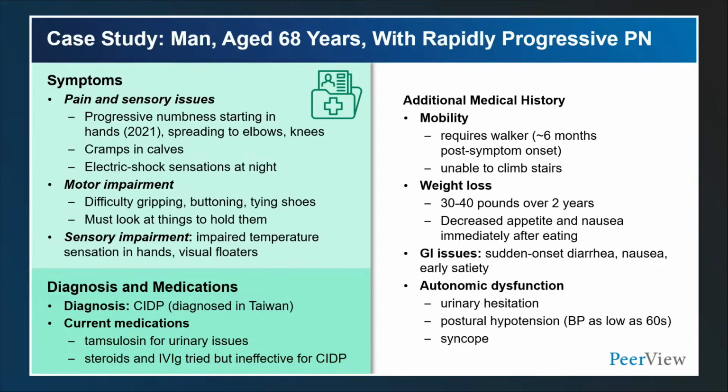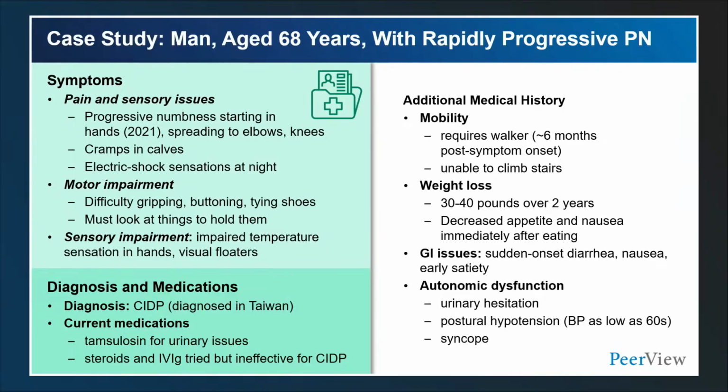68-year-old man. He actually came all the way from Taiwan to see us at the University of Pennsylvania, and he started having symptoms back in 2021 with numbness starting in the hands, spreading to the elbows, and then the legs became affected. He had cramps in the calves and electric shock sensation. He had difficulty gripping, buttoning, tying shoes, and he must look at things to hold them because he just cannot feel them. He also reported visual floaters that were obscuring his vision.